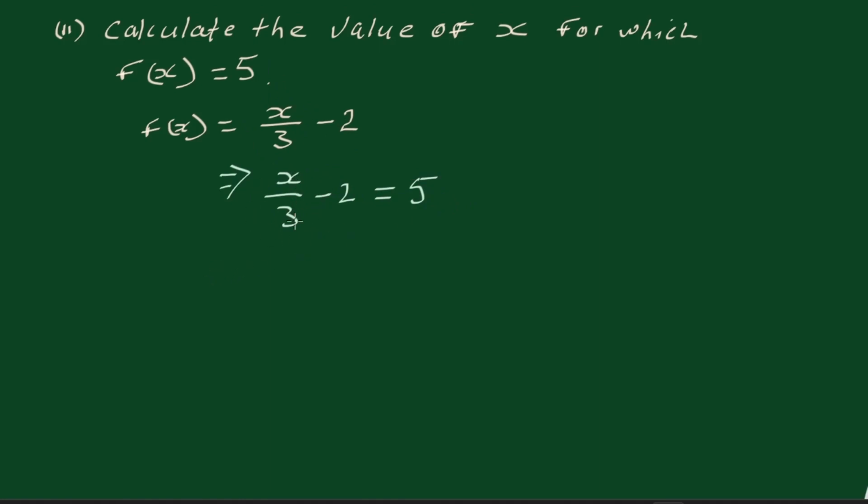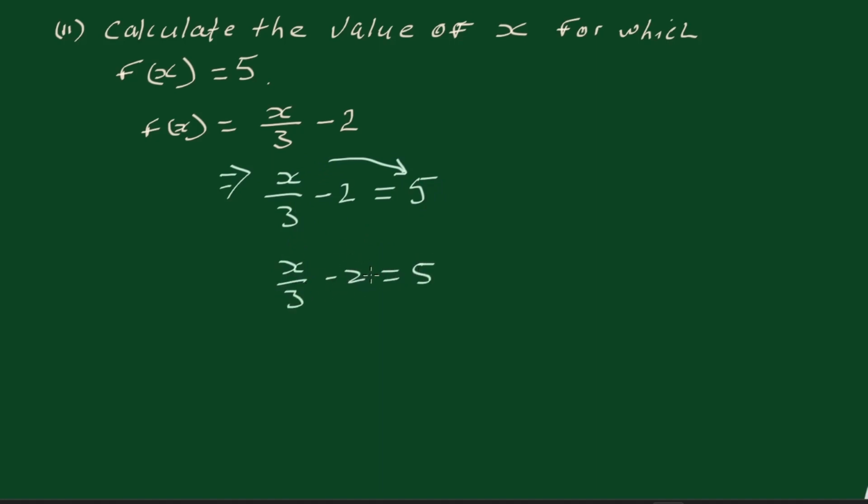So this is the function x over 3 minus 2. And we want to know what was the x value that went into the function which gave us an output of 5, or an answer of 5. So basically what they're asking us here to do is to solve the equation for x. So x over 3 minus 2 equals 5.